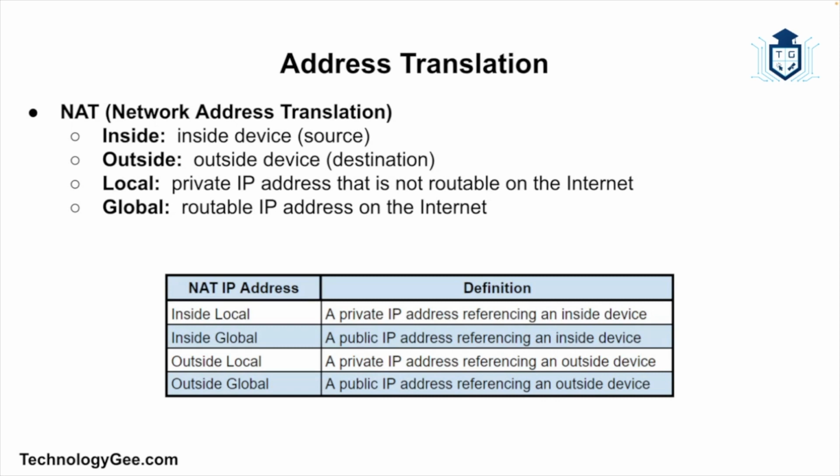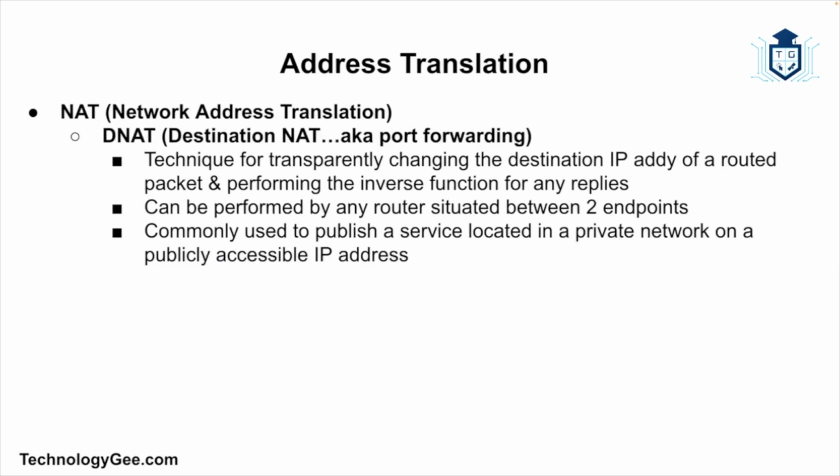As a memory aid, when you see the word inside, it refers to an inside device or a source device, and outside always refers to an outside device or the destination. Also, think of the word local. It's a made-up address or a private IP address that is not routable on the internet. And then finally, the word global. This refers to a global IP address that is routable on the internet. Also, NAT does not always have to be between private and public addresses. For example, NAT could be implemented between two private address ranges or two public address ranges.